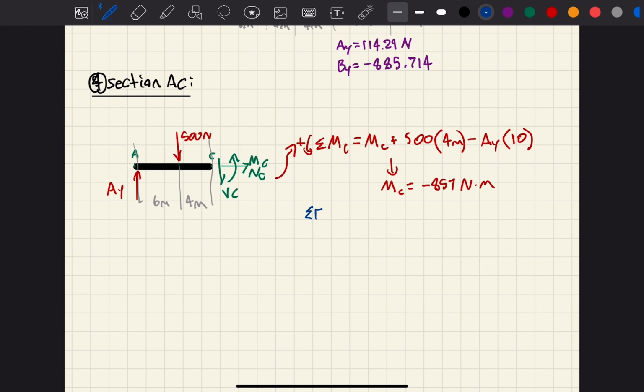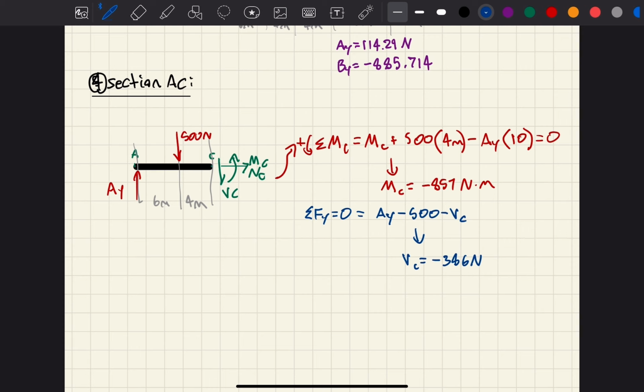The next step is a bit easier, and we should have done it first, to be honest. That's just a sum of forces in the Y direction, and this is equal to 0. It's not a formality, but you should know that. The sum of forces in the Y direction: very simply, you have AY minus 500 minus VC. From this, you're going to get that VC is equal to negative 386 newtons.